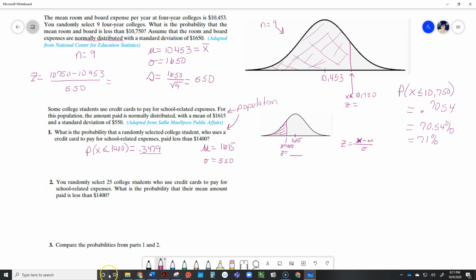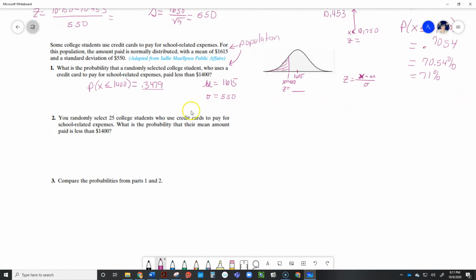Now they go down here and they say, okay, in this problem, you randomly select 25 students who can use credit cards to pay for school. So what have they just done? They've just created for us a sample. The sample is 25. 25 is not big enough, so I must go back and make sure that my population is normally distributed. My population is normally distributed, so it is okay for me to continue to make predictions about the population from the sample. So that means I'm going to need to calculate my S.